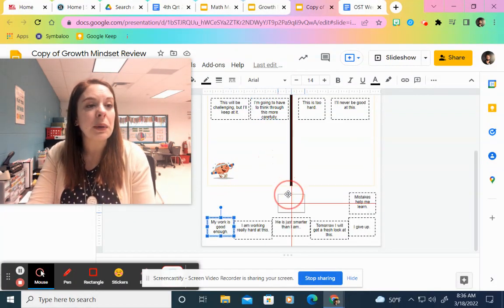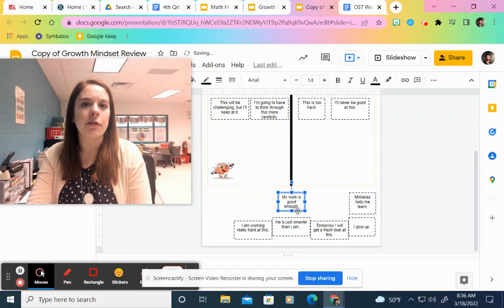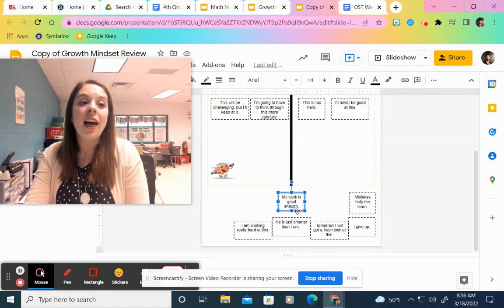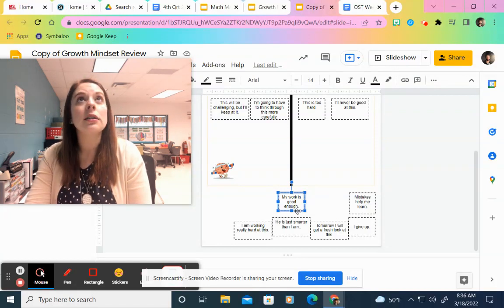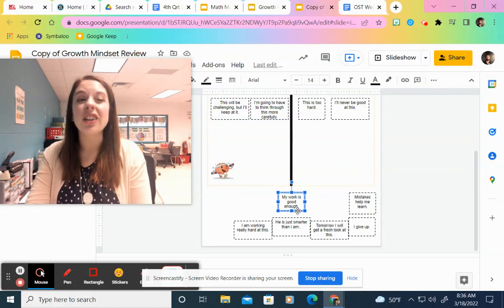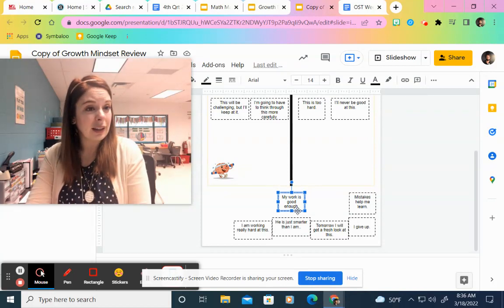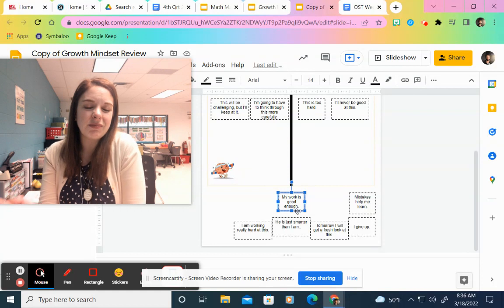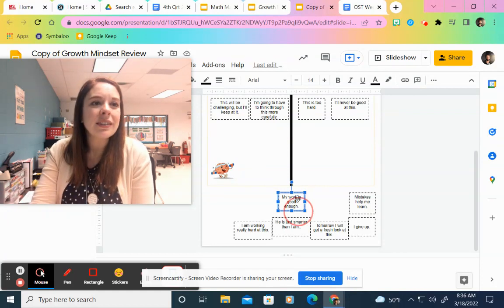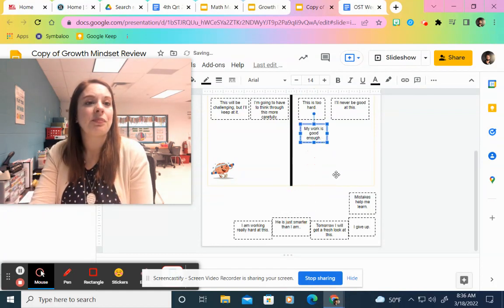Ooh, this one tricks people a lot. My work is good enough. This is the tricky one, because if your work is just good enough, that doesn't mean that you really tried your best. It means that you're settling. You're like, it's good enough. So that's actually a fixed mindset.